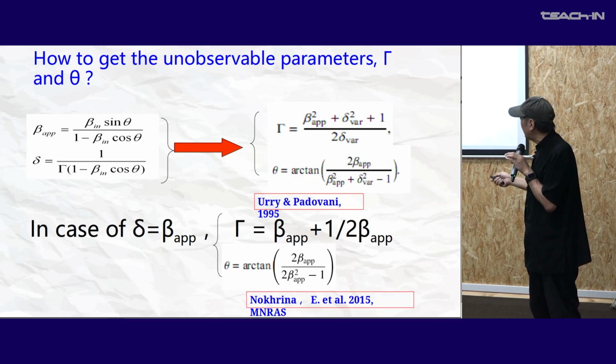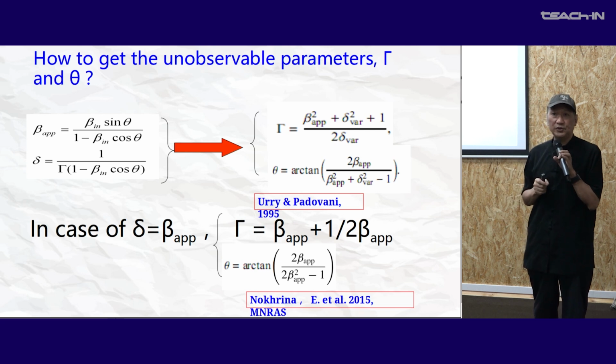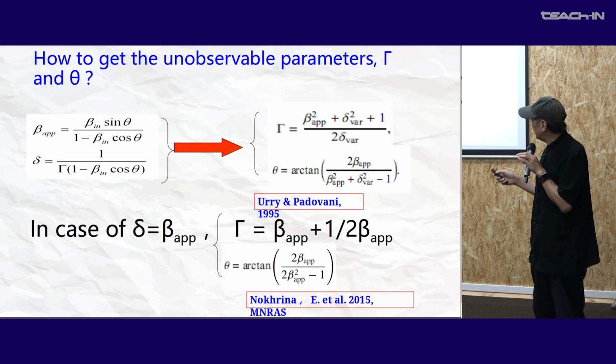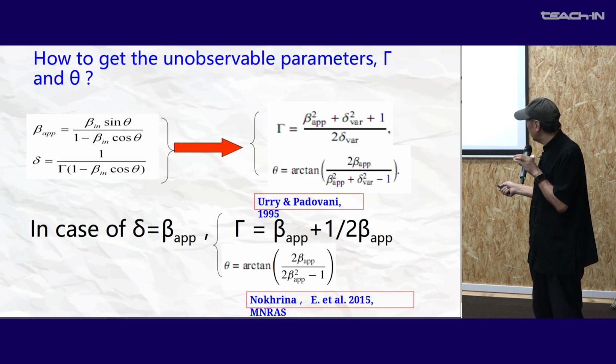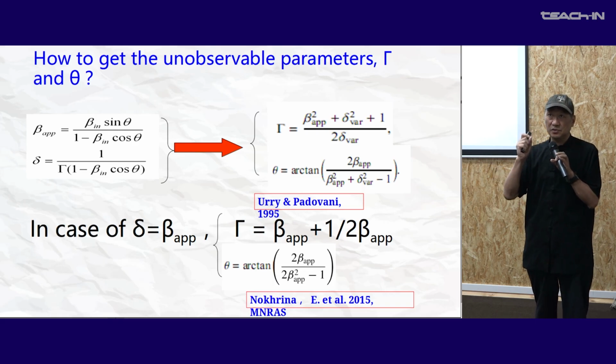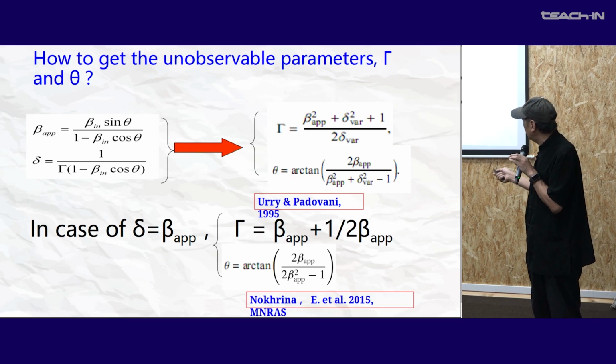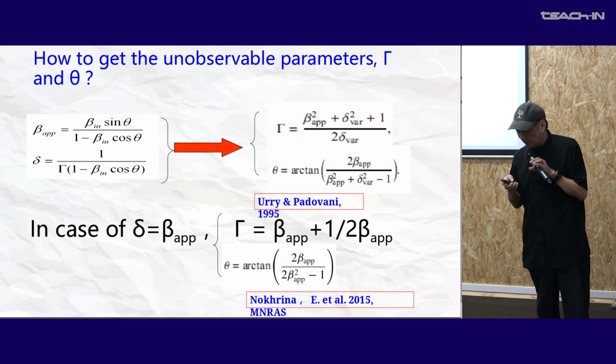Also, in the case of delta equal to the superluminal motion velocity, the gamma can be estimated in this way, and the viewing angle can be estimated from the superluminal motion velocity. You can see this analysis work, and also this is from Urry and Padovani.